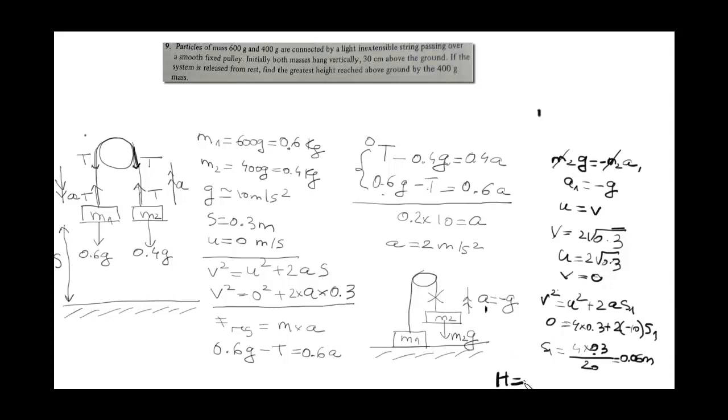So the maximum height, I will call it h, will be equal to 30 centimeters from the beginning, 0.3, plus 0.3, how much the second body has moved, plus 0.06, that is 0.66 meters, that is 66 centimeters.